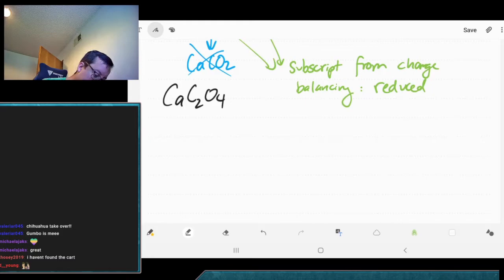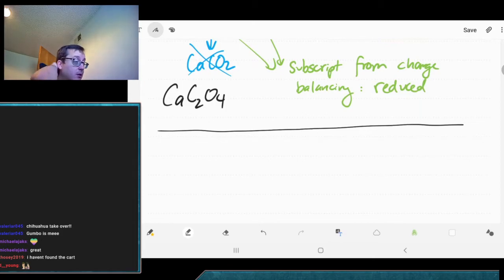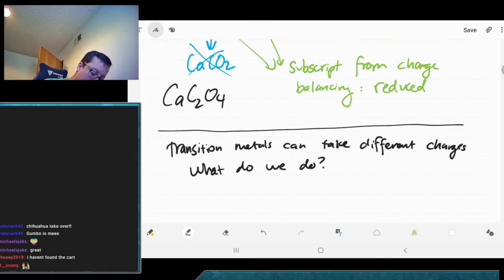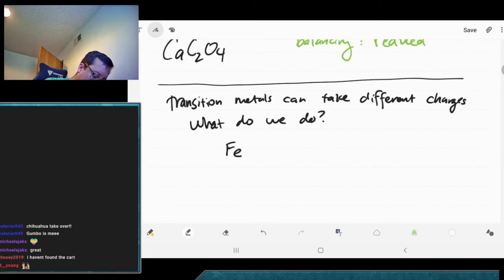All right. So far everything's been pretty simple. But transition metals can take different charges. Right? So what do we do? For example, these are both compounds of iron and oxygen.